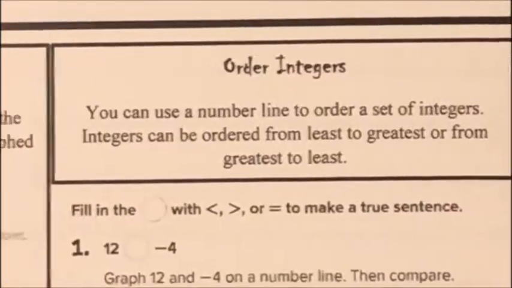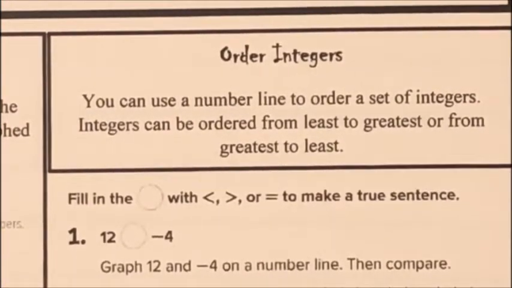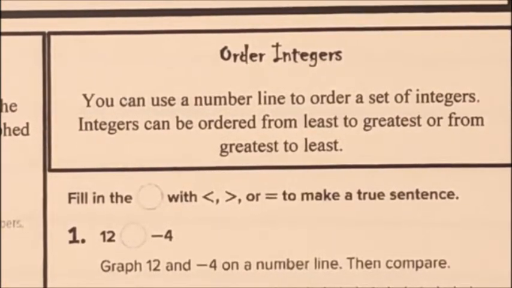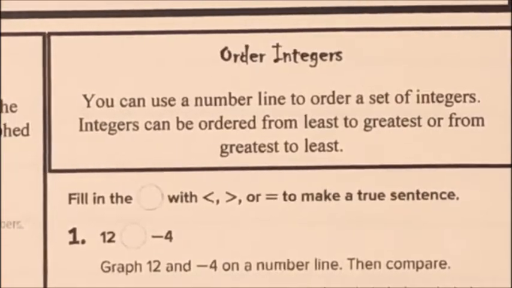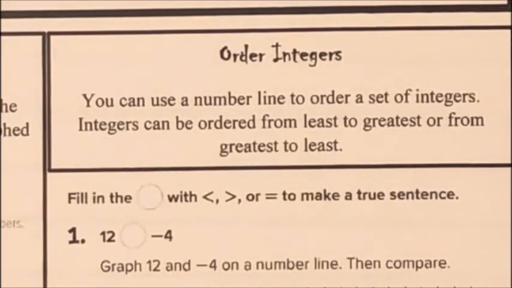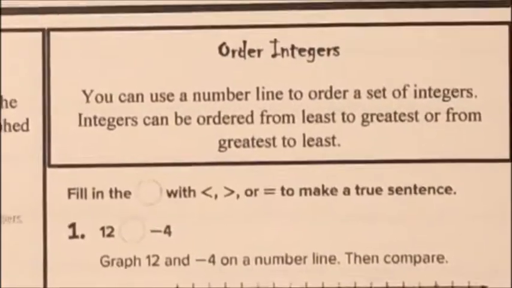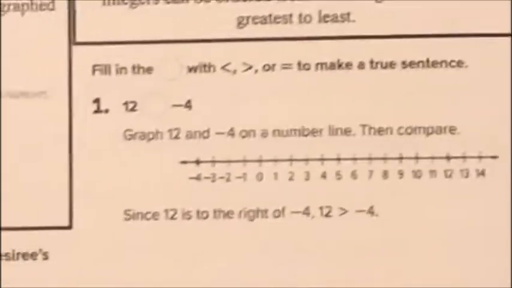When I'm ordering integers, you can use a number line to order a set of integers. Integers can be ordered from least to greatest or from greatest to least. So you have to be very careful and make sure you know which way you're going. So let's take a look at some examples.